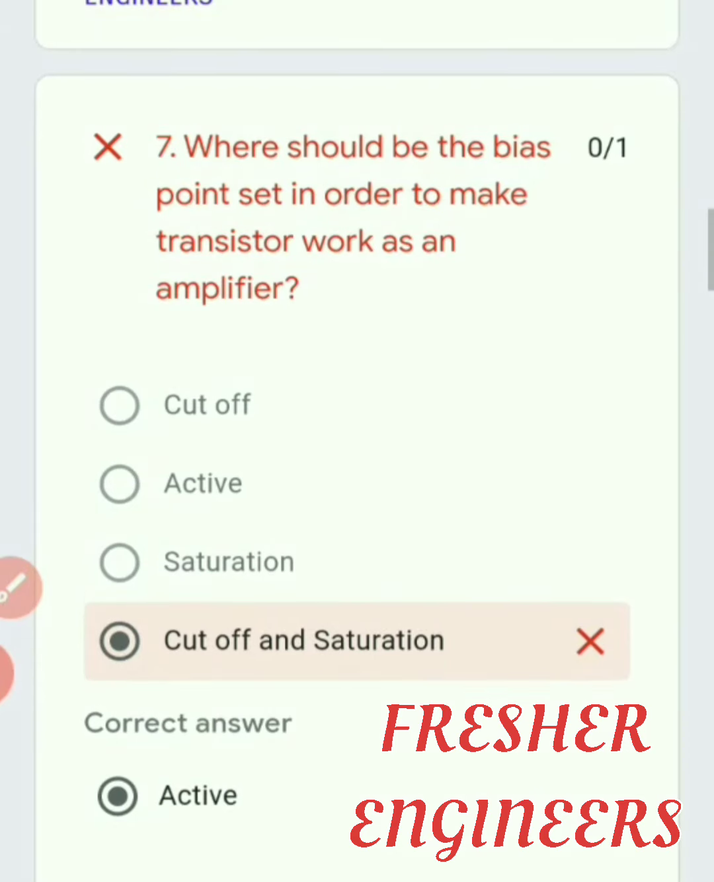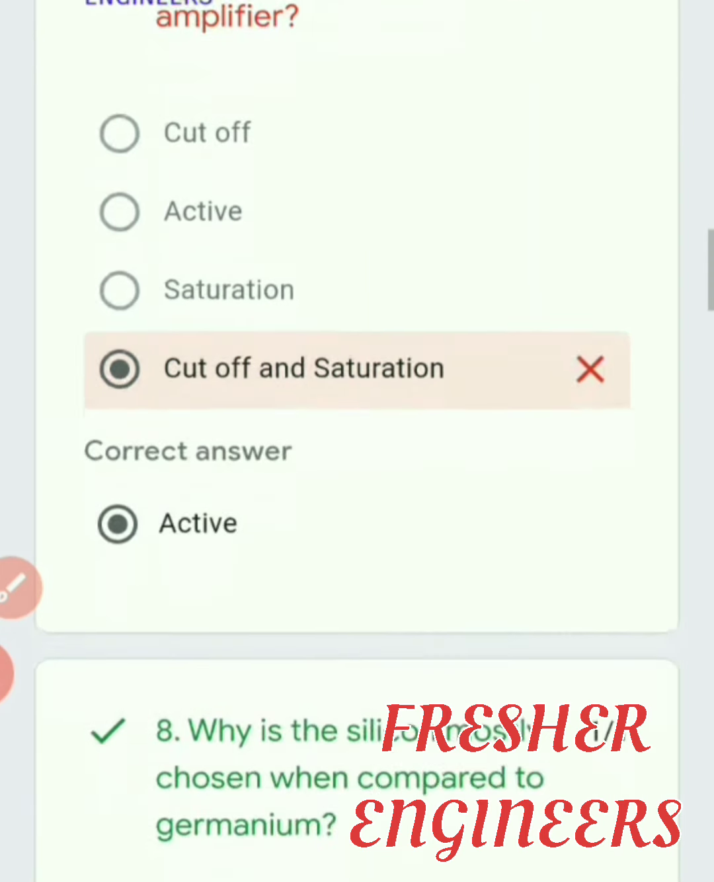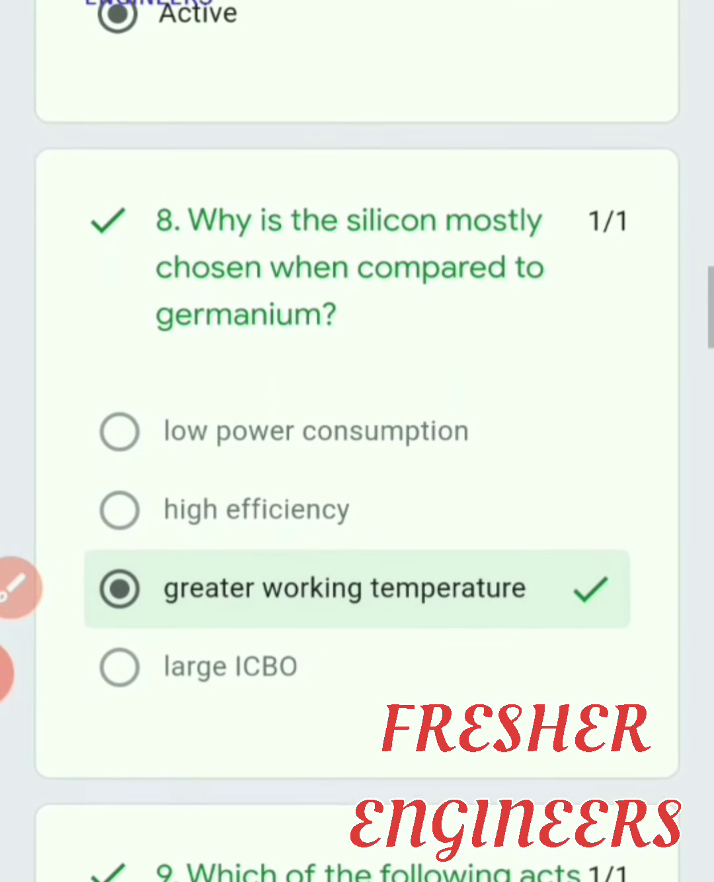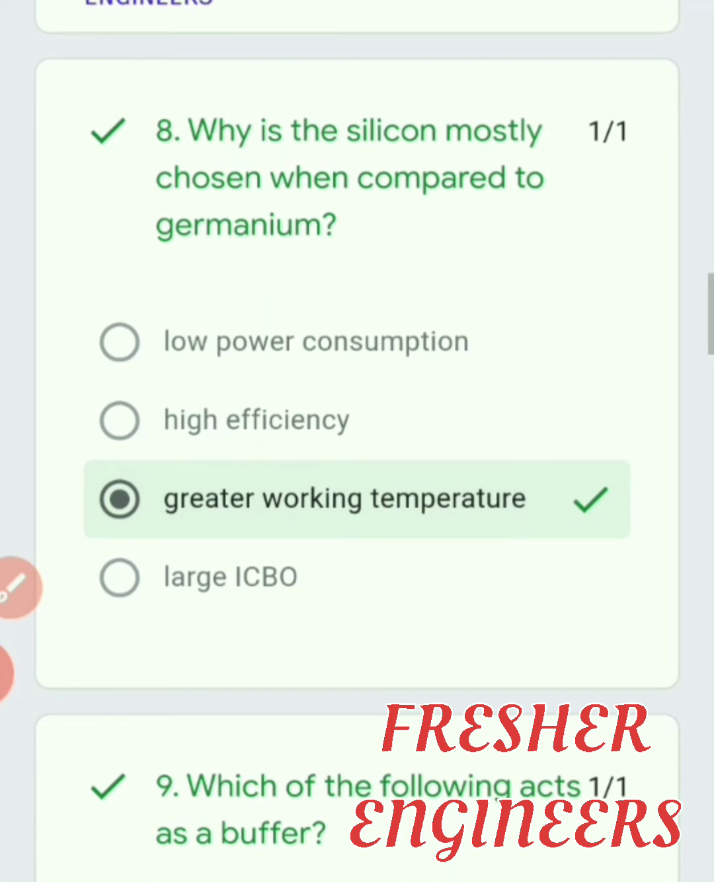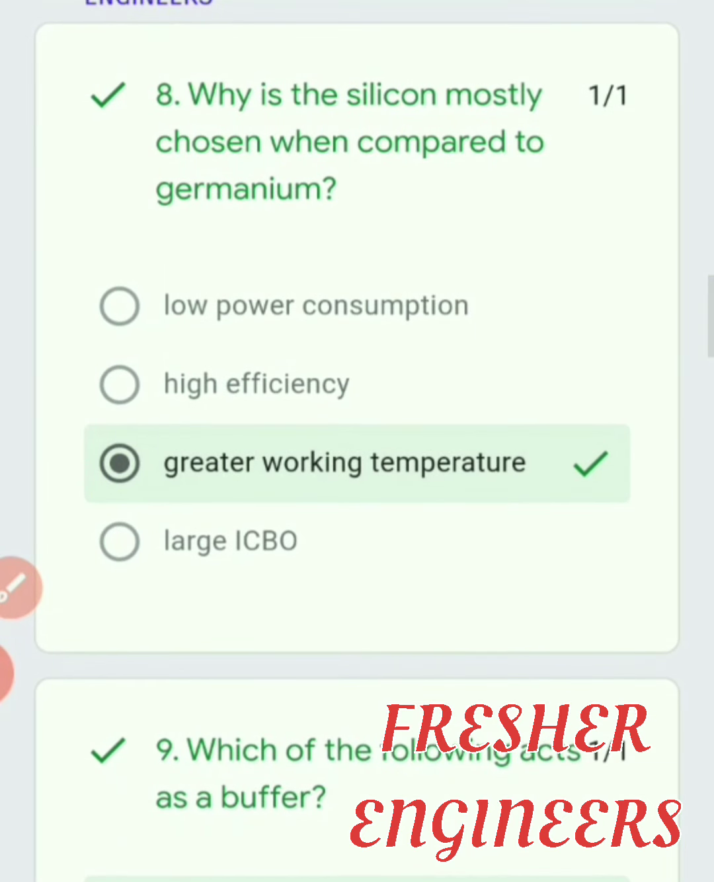Where should be the bias point set in order to make transistor work as an amplifier? Which is active mode. Hence the correct option is B. Why is silicon mostly chosen when compared to germanium? Because of greater working temperature. Hence the correct option is C.